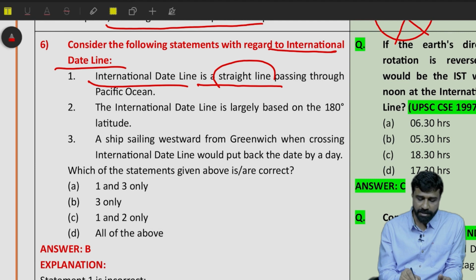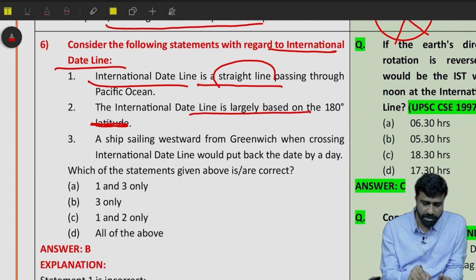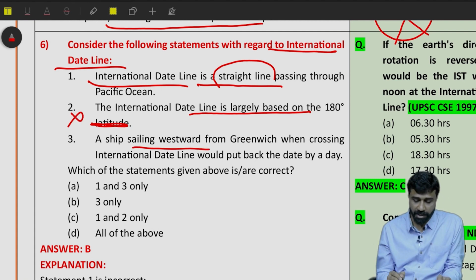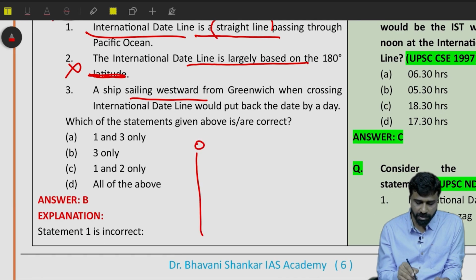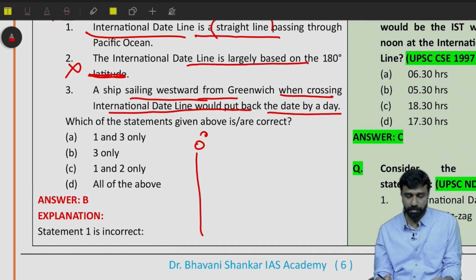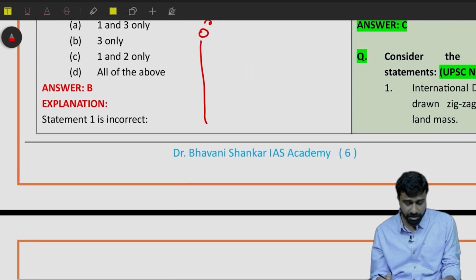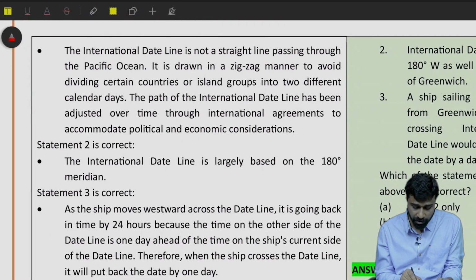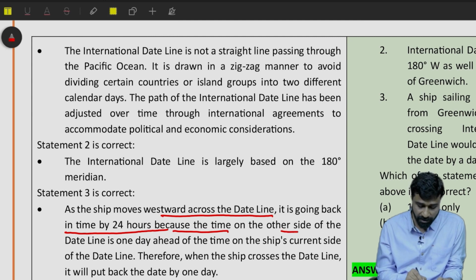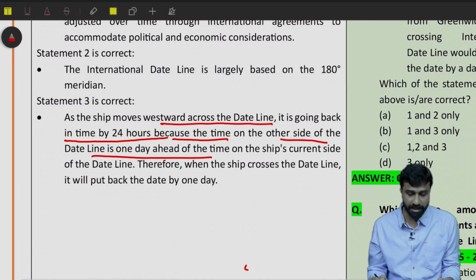And second thing, the international dateline is based on only 180 degrees longitude, not latitude. So the second statement is wrong. And the third statement: a ship sailing westward from Greenwich, which is 0 degrees, when crossing the international dateline would put back the date by a day. Coming to the explanation, when ships move westward across the dateline, they go back in time by 24 hours, because the other side of the dateline is 1 day ahead of the ship's current side.